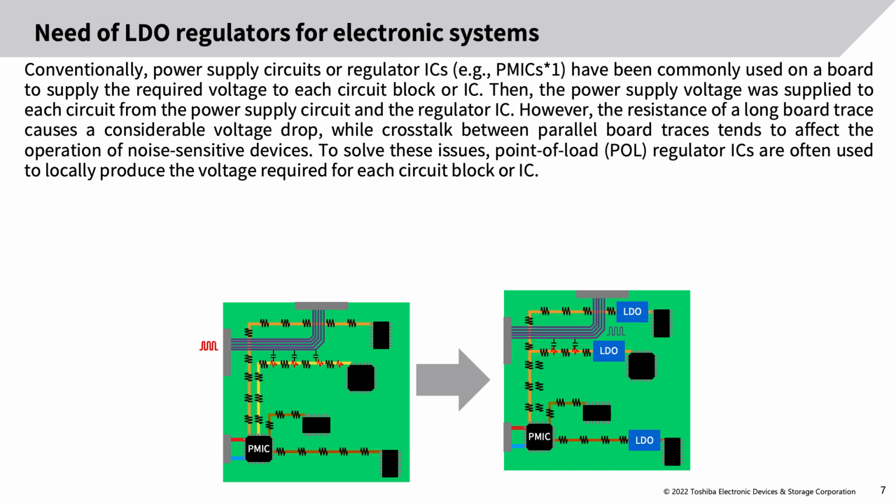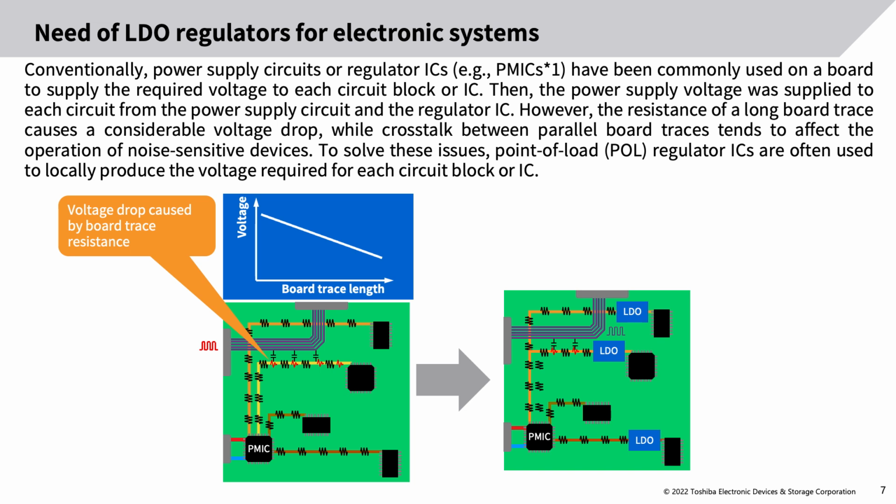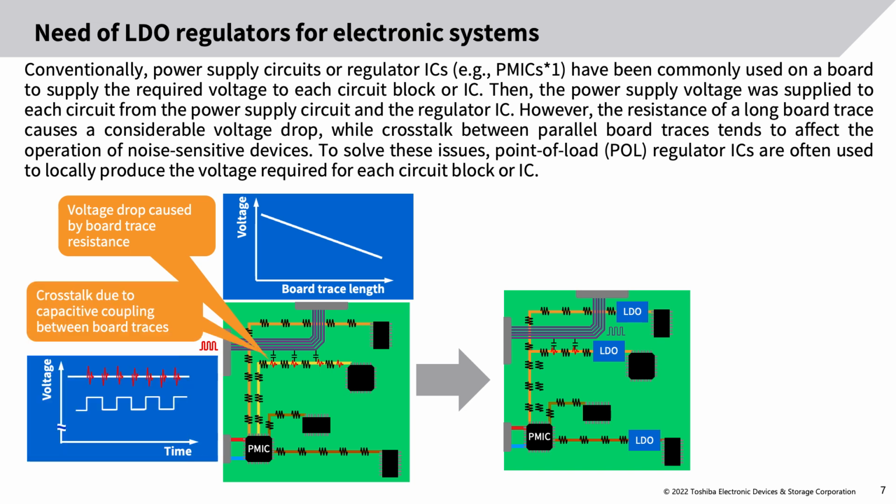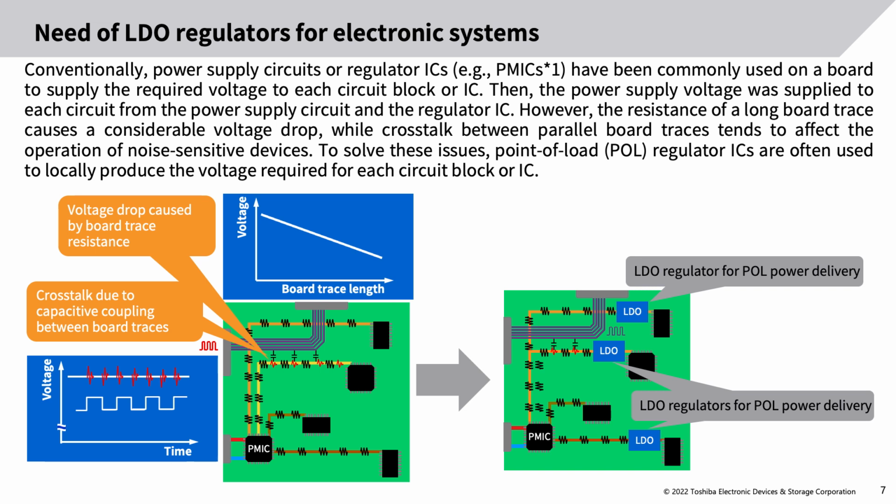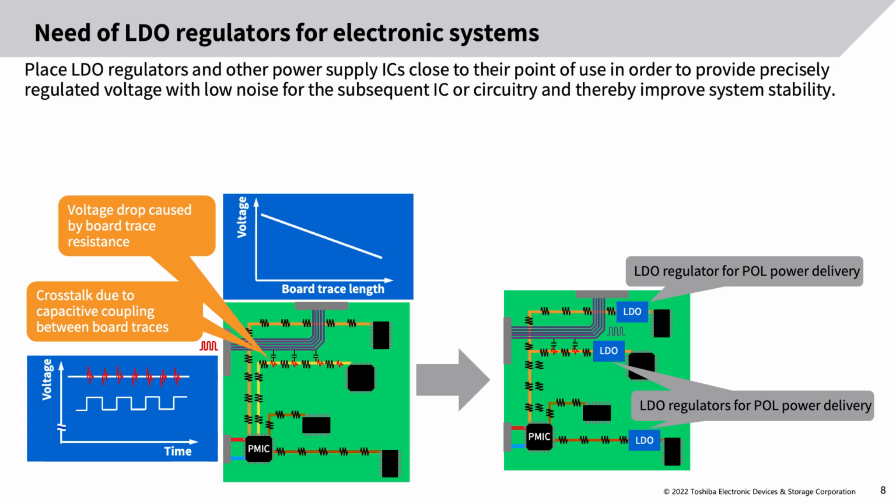Then, the power supply voltage was supplied to each circuit from the power supply circuit and the regulator IC. However, the resistance of a long board trace causes a considerable voltage drop, while crosstalk between parallel board traces tends to affect the operation of noise-sensitive devices. To solve these issues, point-of-load (POL) regulator ICs are often used to locally produce the voltage required for each circuit block or IC. Place LDO regulators and other power supply ICs close to their point of use. They provide precisely regulated voltage with low noise for the subsequent IC or circuitry and thereby improve system stability.